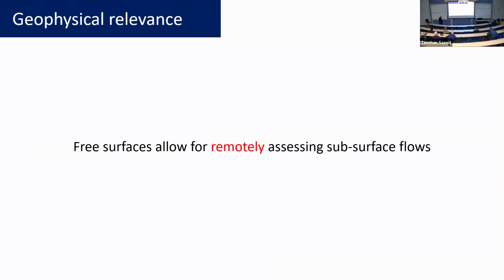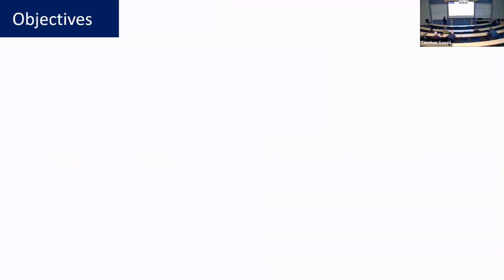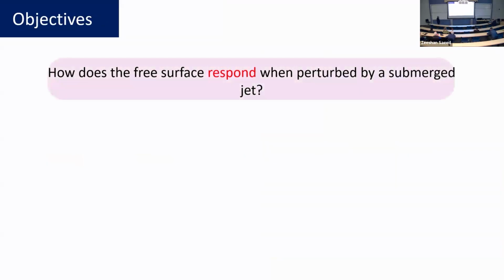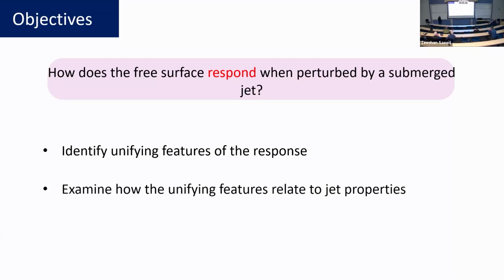Okay. Now, this was the motivation, but the specific question that I'm trying to address really is this: how does the free surface respond when perturbed by a submerged jet? It's more like an umbrella question. What this entails is that it also requires identifying unifying features, because it would be nice to see if there are any unifying features of this response. And then it is also of interest to examine how these unifying features relate to the source properties, which is obviously not apparent, but could be at some distance beneath the free surface.